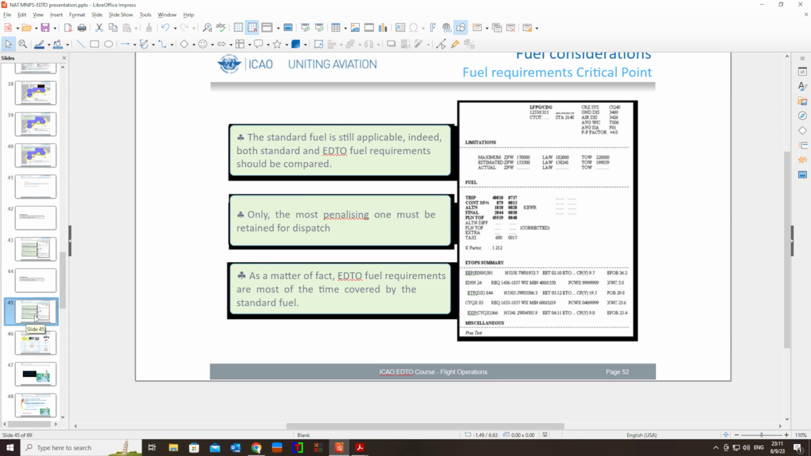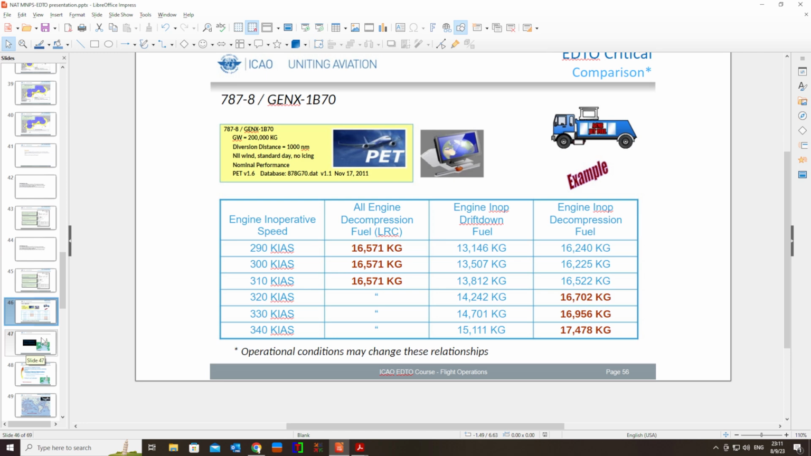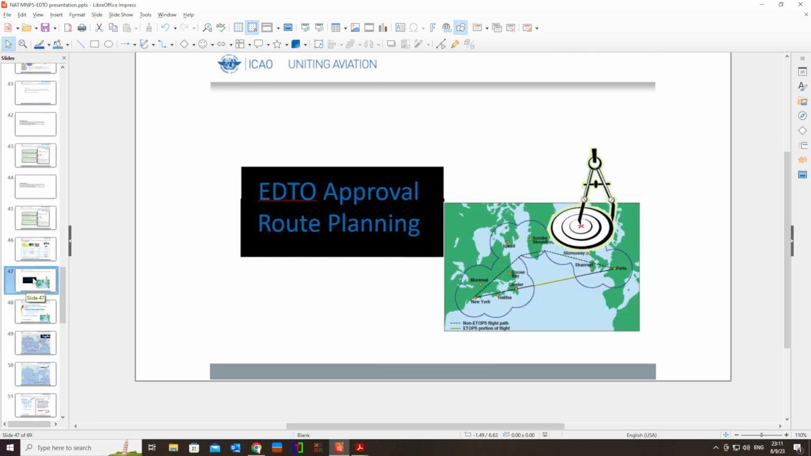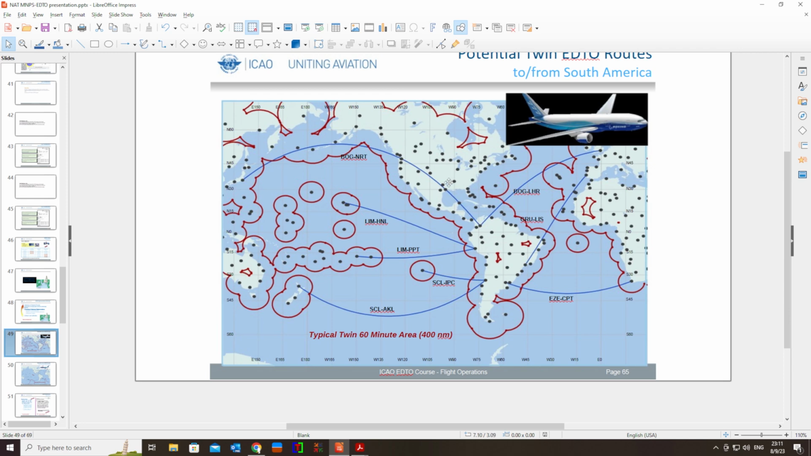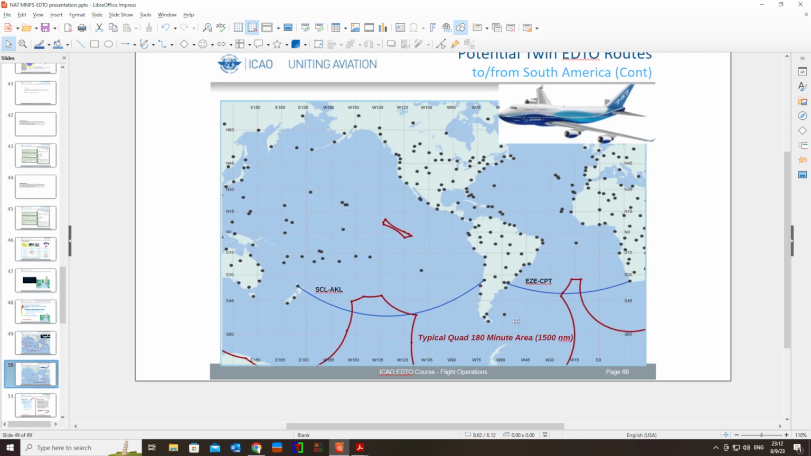This is the 87. So EDTO approval, route planning, as we already discussed, diversion distance determination, and critical fuel estimates. We need to make sure that everything looks okay. This is roughly typical to enhance in 60-minute area, 400 nautical miles. Okay, and this is 180.